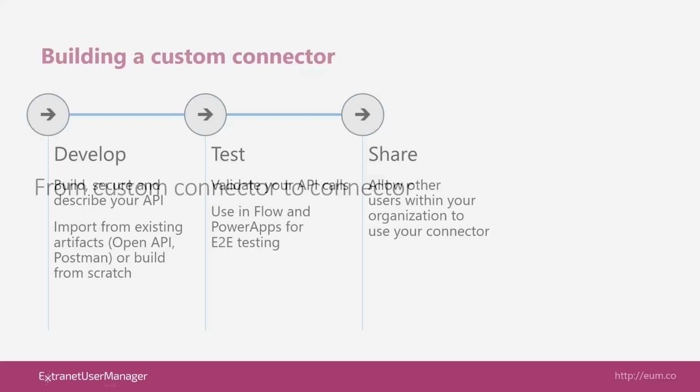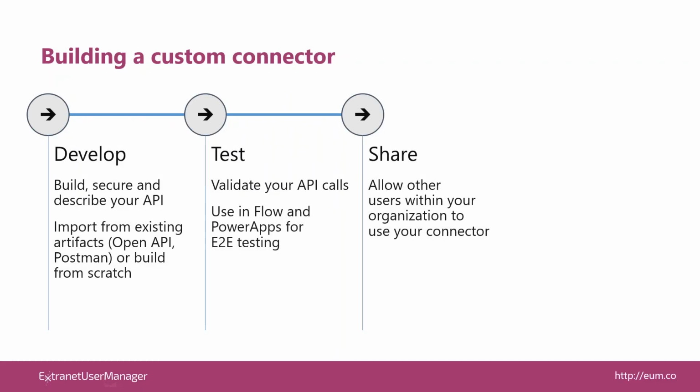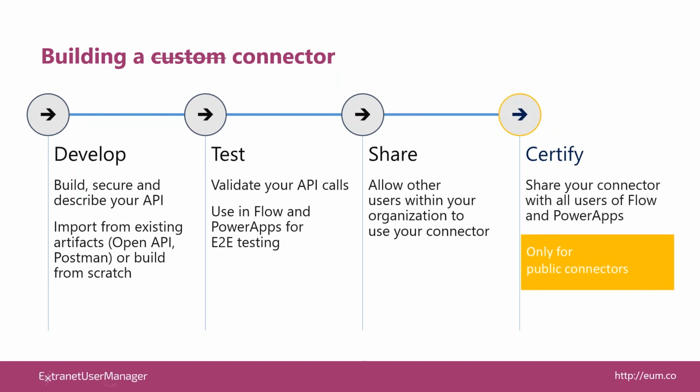What does that process look like? The first thing is obviously you need to build your custom connector. You have to develop it, test it, and share it with other people in your organization, making sure it functions appropriately and does what you need. Then if you want to eliminate the custom piece and say, we want this to be an out-of-the-box connector, it's about going through that certification process.